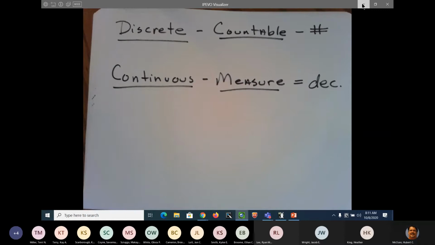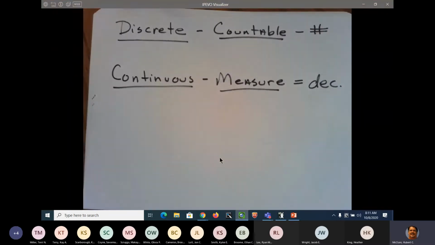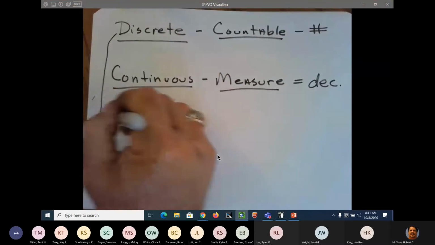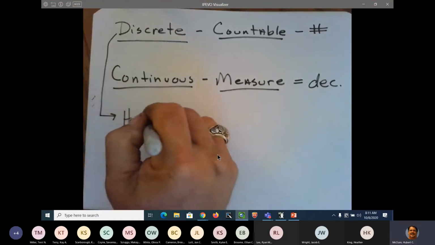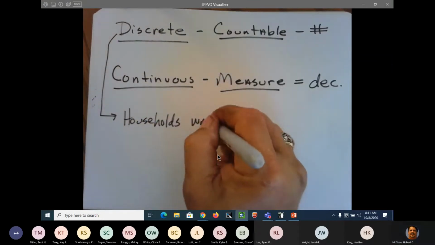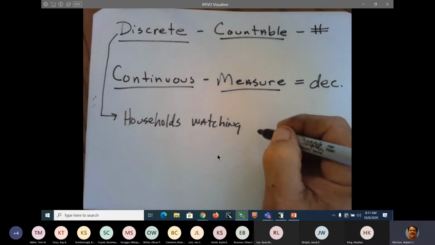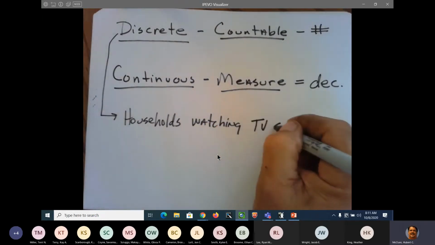Okay? And that's what a discrete random variable is. A discrete random variable is one that's countable. Right there, countable. An example of a discrete random variable would be something like households watching a TV show.